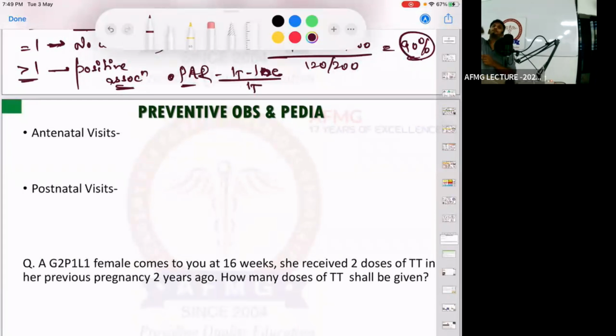The more specific answer is retrospective cohort. Why retrospective? Because I did not follow the patient. I just got the history of the patient. Okay, that is what is a retrospective cohort study.